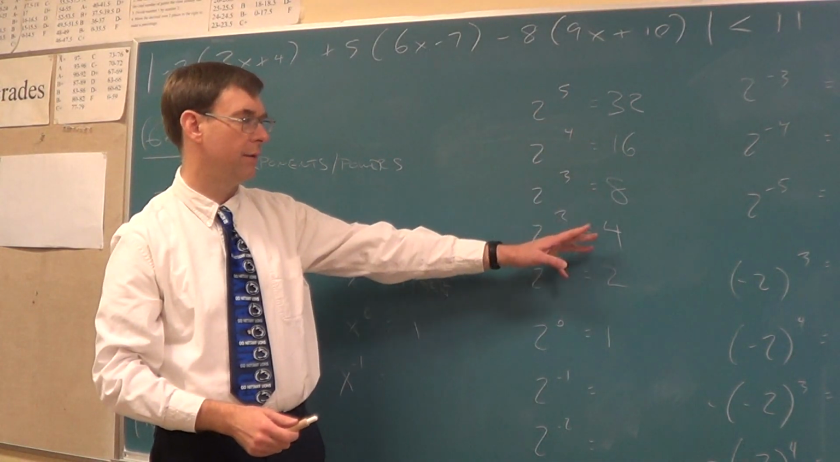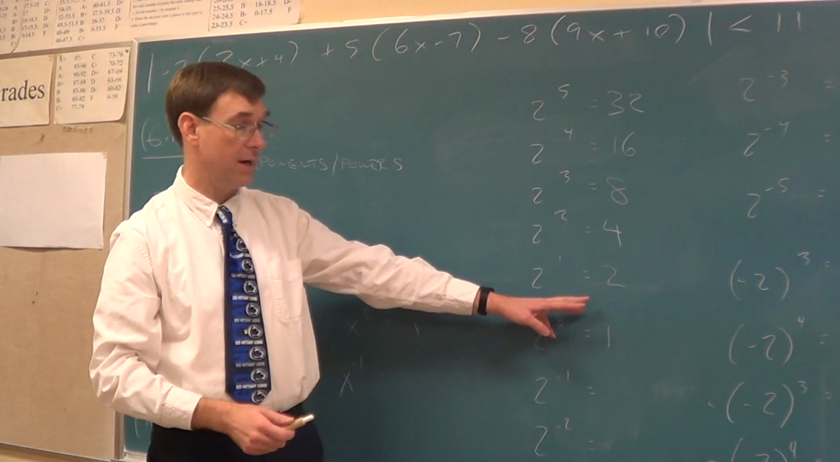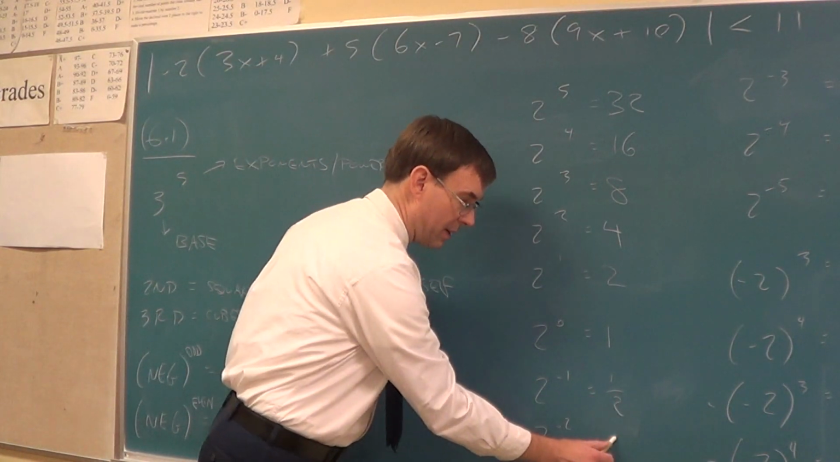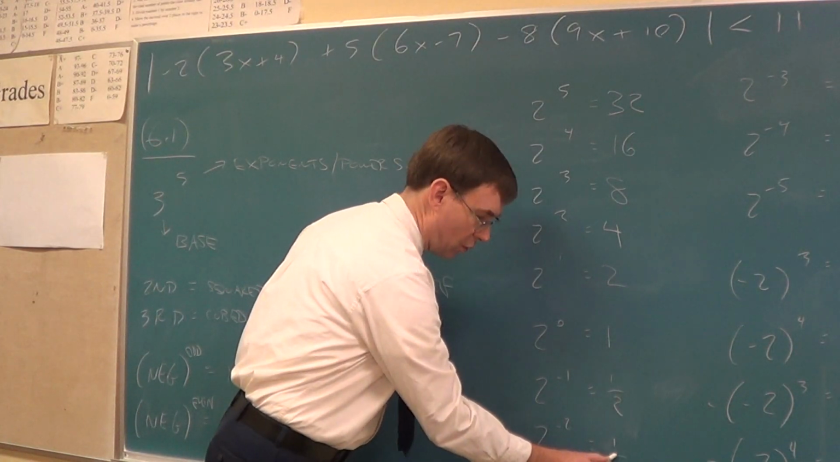How are we moving down? Dividing by 2. So divide by 2, we'd get a half, 0.5. Divide by 2 again, 0.25, or a fourth.